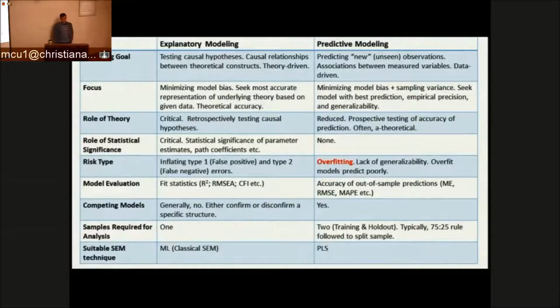The final thing that is a very crucial difference between the two techniques is the samples required for analysis. Generally, in explanatory modeling, you have one sample, and you take the whole sample for model building and fitting the model and so on. In predictive modeling, you would typically split the sample into two. The first sample would be called the training sample. The second sample would be called the holdout sample. So right off the bat, you can see that you want sizable training and sizable holdout samples.